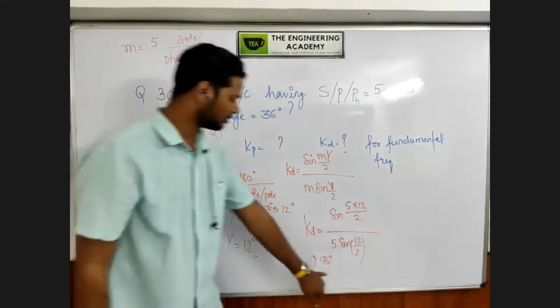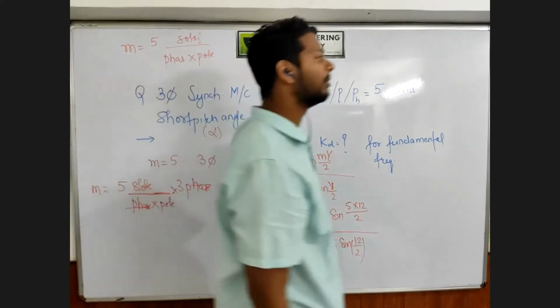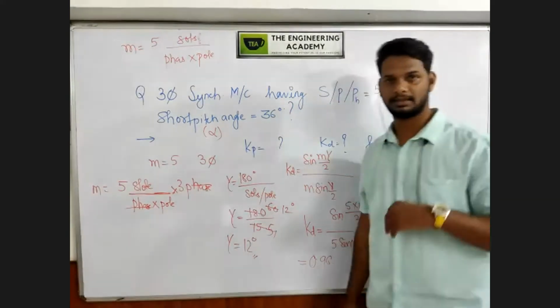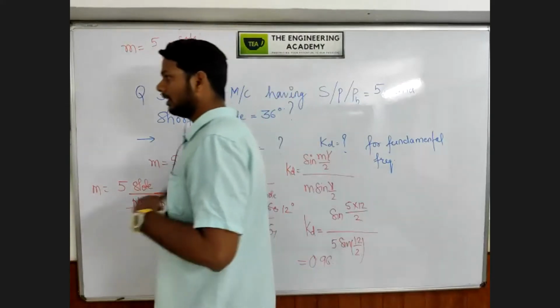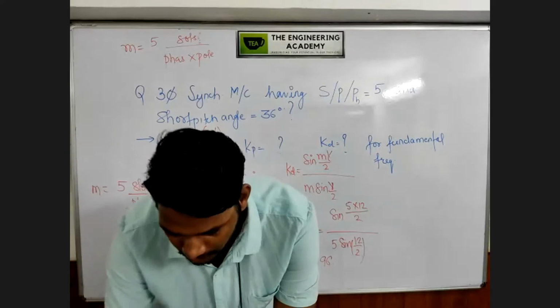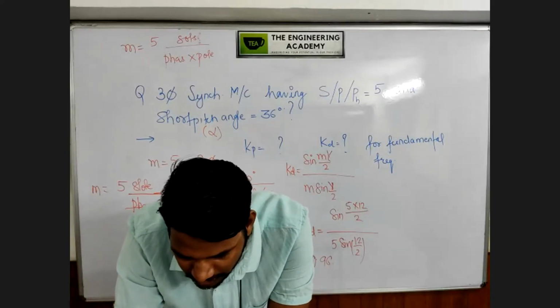Okay, I think this is the exact answer, 0.96. Try to answer in 3 decimal points. Try to solve your numericals in 3-digit decimals, so you will get near to the answers. Okay, try to solve in 3 decimals.